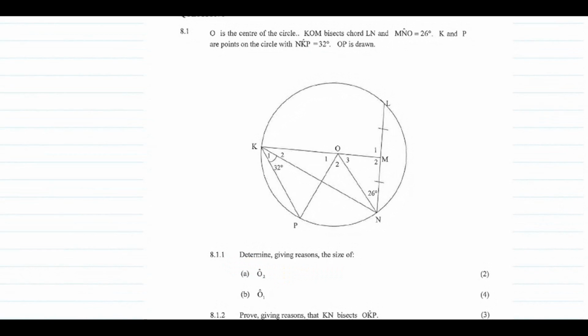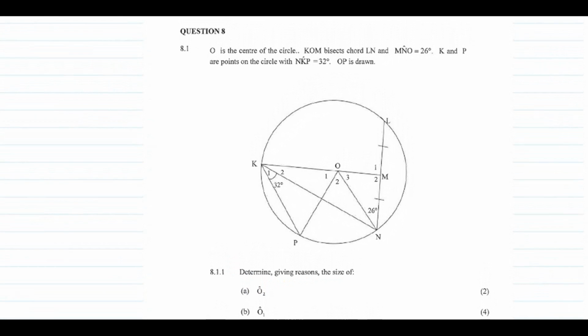Before we get started with determining the sizes of these two angles, let's analyze what we are given in the question. We are first told that KOM bisects the chord LN. We are told that angle MNO is equal to 26 degrees. We are told that K and P are points on the circle, and that NKP is equal to 32 degrees. Let's see what all that means on the diagram.